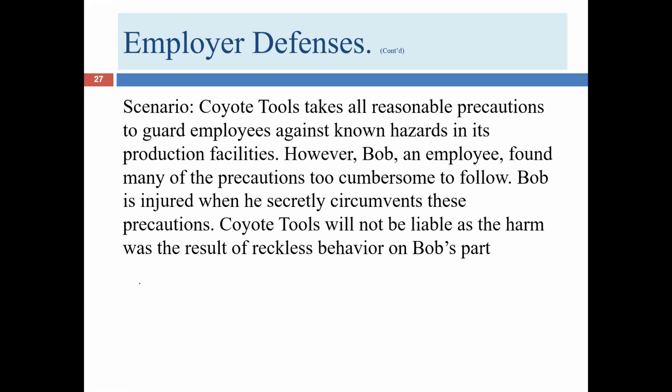Let's consider this fact pattern. Coyote Tools takes all reasonable precautions to guard employees against known hazards in its production facilities. So again, general duty clause is being satisfied. It's also following all the OSHA rules. However, Bob, an employee, found many of the precautions too cumbersome to follow. Bob is injured when he secretly circumvents these precautions. Coyote Tools will not be liable as the harm was a result of reckless behavior on Bob's part. Now, again, if Coyote knew Bob was doing this, or should have known because Bob's actions were pretty obvious, then Coyote might still be citable under those circumstances.